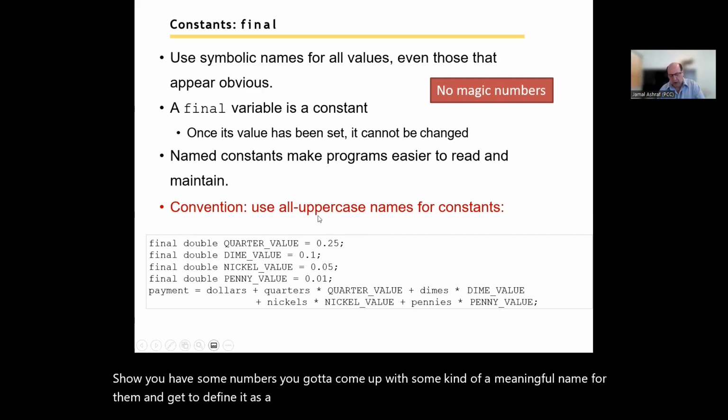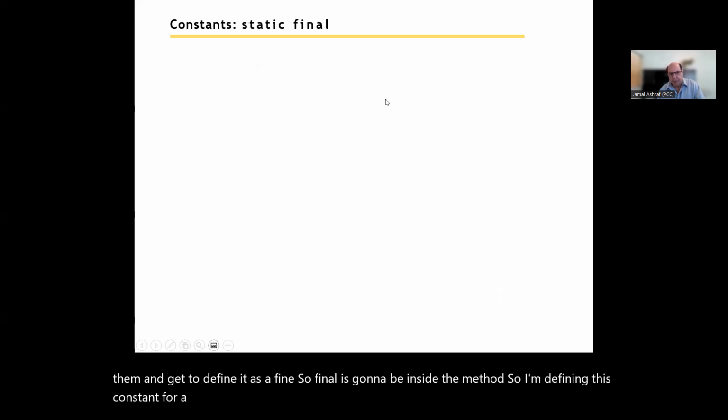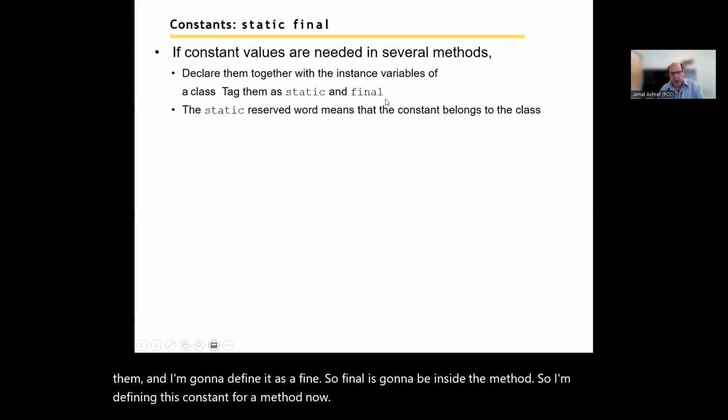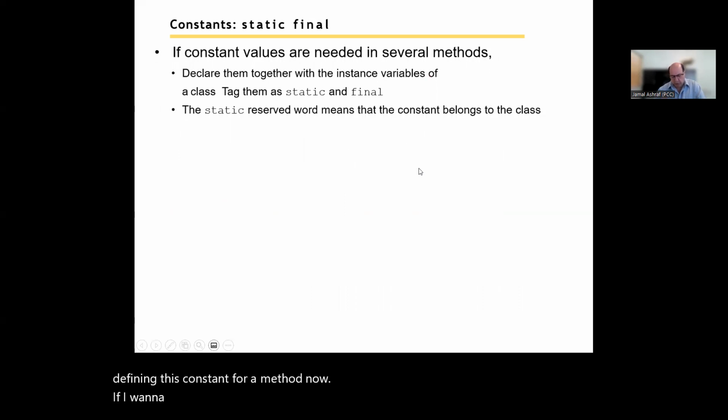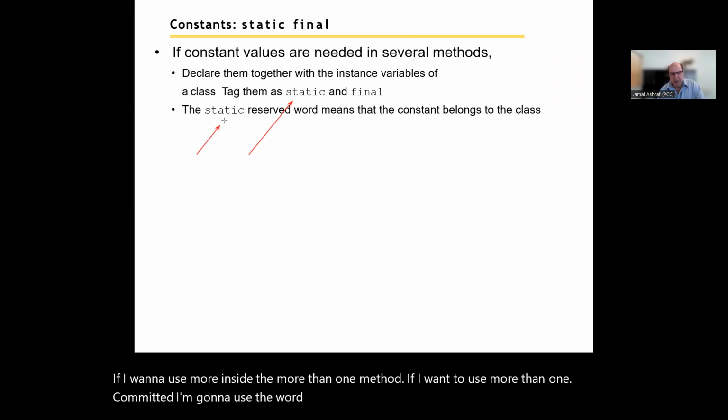So final is going to be inside the method. So I'm defining this constant for a method. Now, if I want to use it inside more than one method, I'm going to use the word static. So if I use a static final, then I can use it in more than one method.